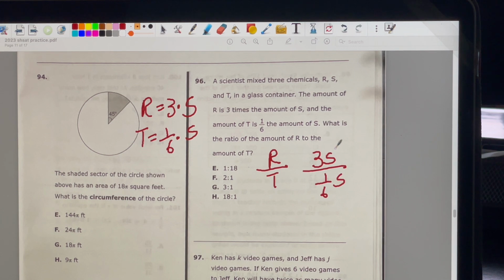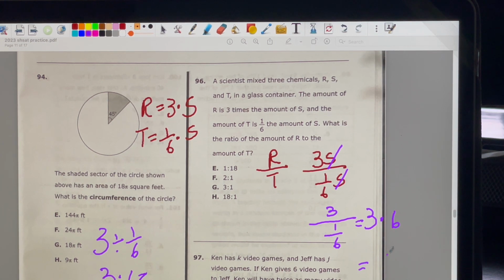We can, again, this and this can go away, so I'm left with 3 over 1/6. I still want to write this in a neater way. So 3, that's the same thing as 3 divided by 1/6, right? Or 3 times the reciprocal of 1/6, which is 6, which gives us 18. And 18 can be written as 18 over 1. So the ratio of R to T is 18 to 1. And that's this answer over here.